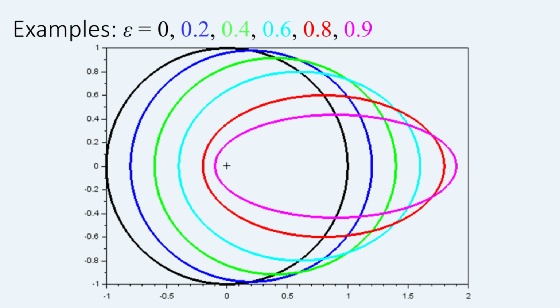Note that all orbits are calculated for the same orbital period. Practically it means that the length of the major axis is the same for all the plotted ellipses.